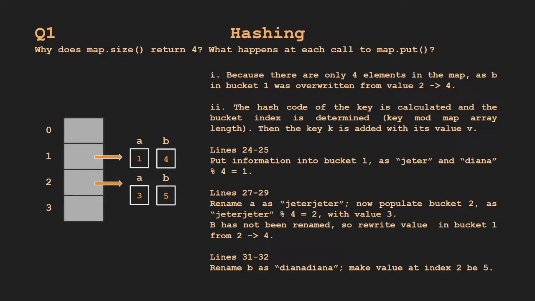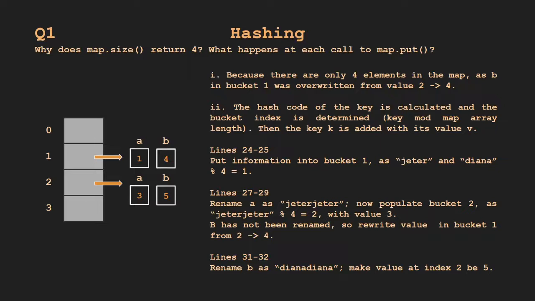Why does map.size return 4? Because there's only 4 elements in the map. At some point in the program, the first value that was put into the bucket index 1 was overwritten. So even though there were 5 put calls, there's only 4 elements that are in the map.